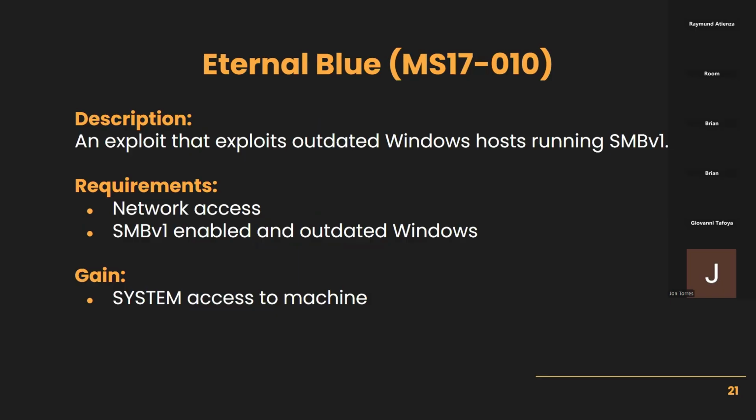So EternalBlue specifically exploits Windows hosts that are running SMB version 1, but nowadays it's pretty rare because it's a well-known CVE, so most domains are not running SMBv1. All you need is access to the network and SMBv1 enabled on an outdated Windows machine. Then when you execute this exploit, you get SYSTEM access to the machine, which is essentially root.